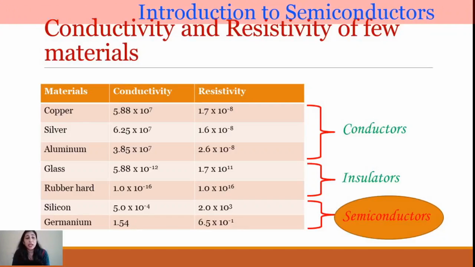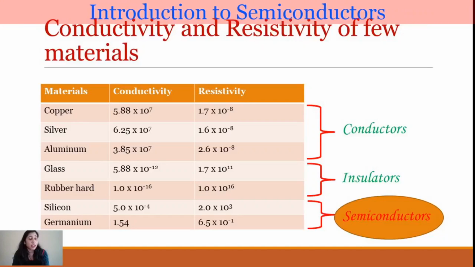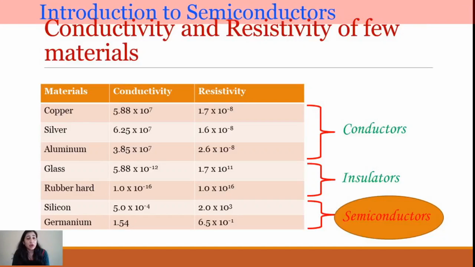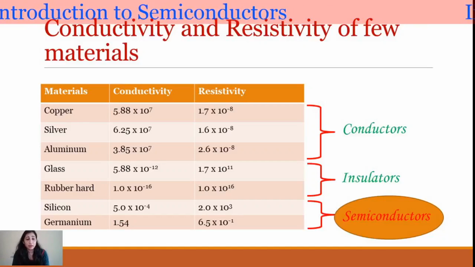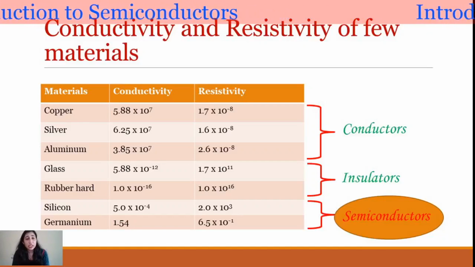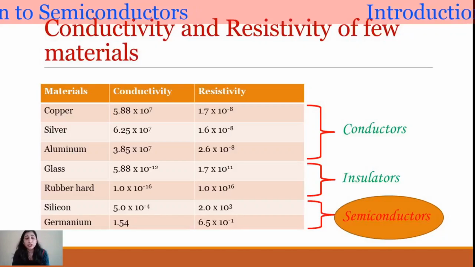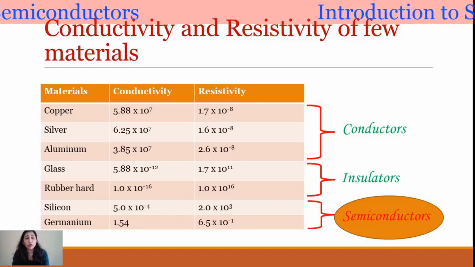अब conductivity क्या है? Conductivity कहाँ से आई? Conductivity originates from the term conduction. And what does conduction mean? Conduction क्या है? Conduction is the flow of current.